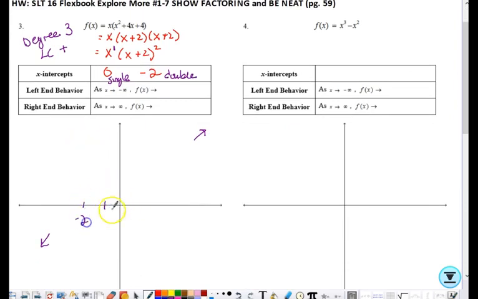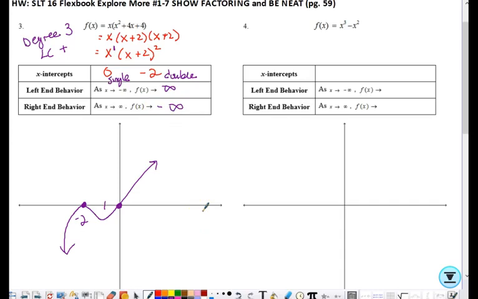Mark out my scale. 0, negative 2. And that means at negative 2, we have a tangent root. Let me make that a little better. And then straight through. Oh, I didn't do the end behavior. So to the left, as x goes to negative infinity, y goes to infinity. And right, as x goes to infinity, y goes to negative infinity.